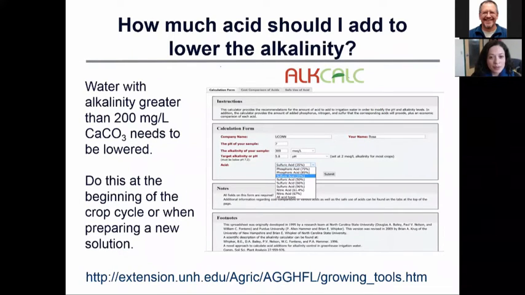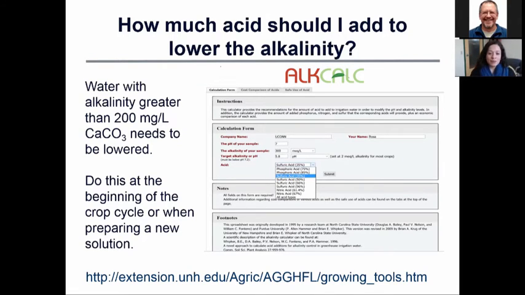So a big question most growers ask is, how much acid should I add to lower the alkalinity? Our colleagues at the University of New Hampshire did a very good job and made that very easy for us. If you go to the link at the bottom, you will find this tool that they developed where you can enter the information about what's the pH of your sample, what's the alkalinity, and what's your target, either alkalinity or pH. So again, you want to make an informed decision, and you can't use the tool unless you have the information about alkalinity, right? So you want to start by knowing that information.